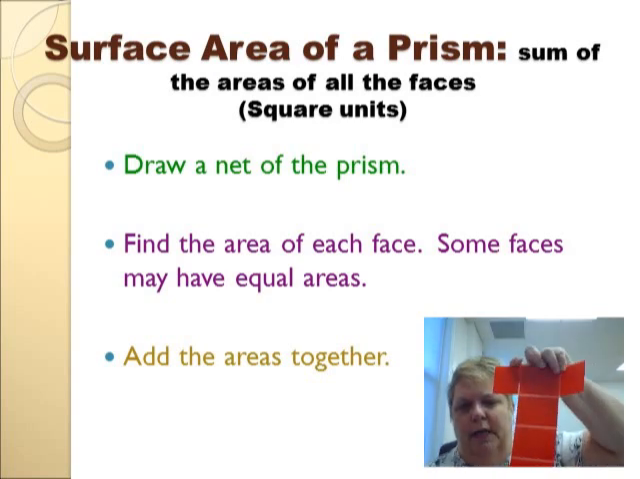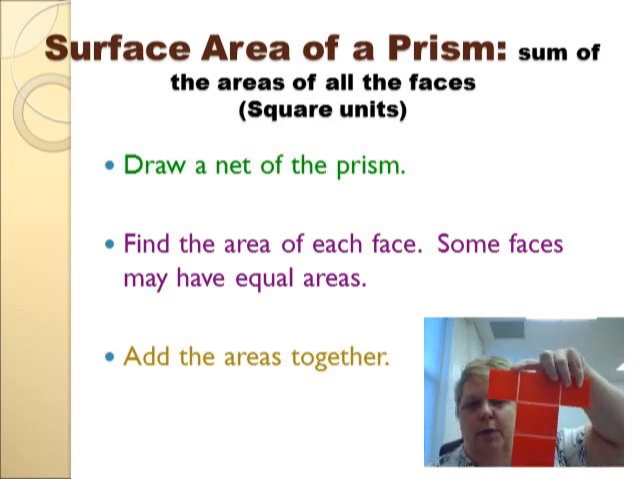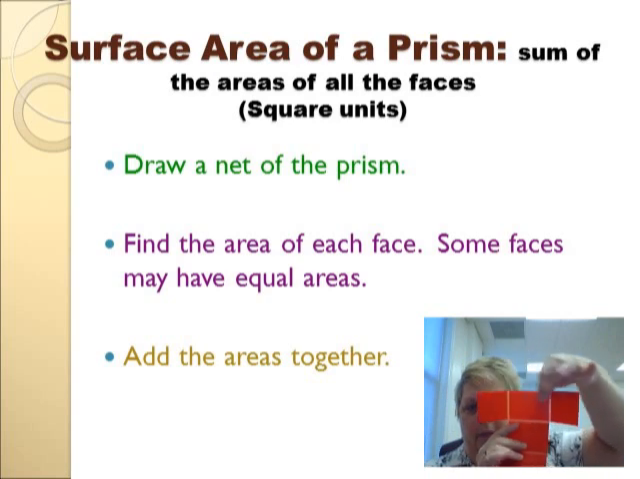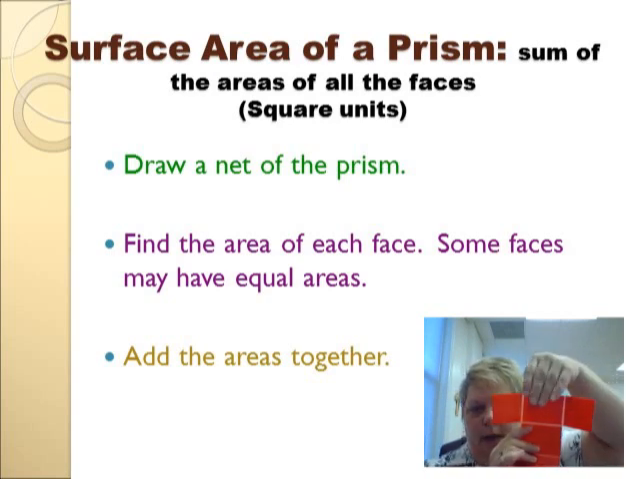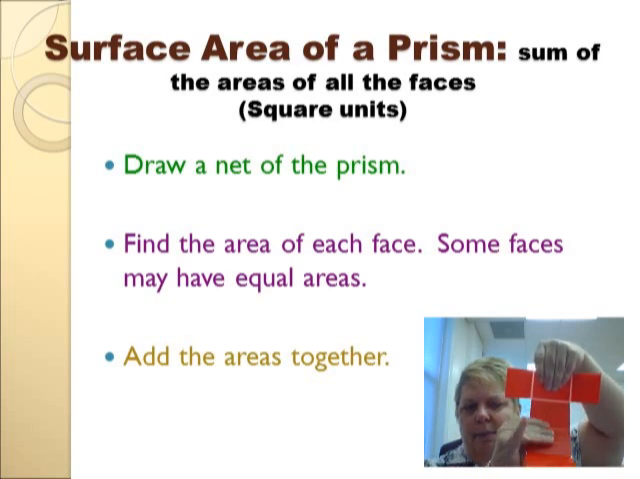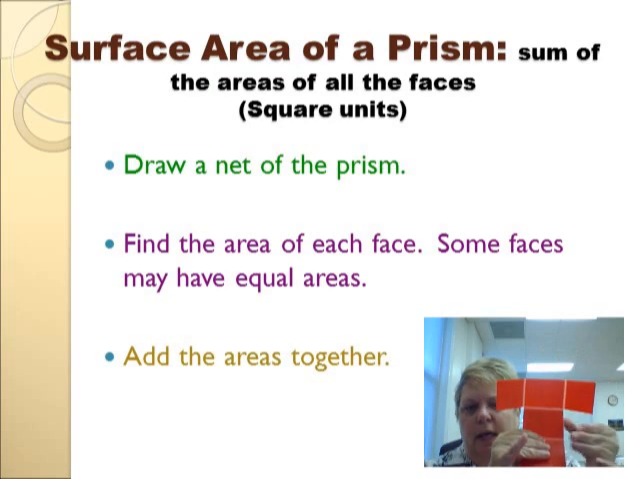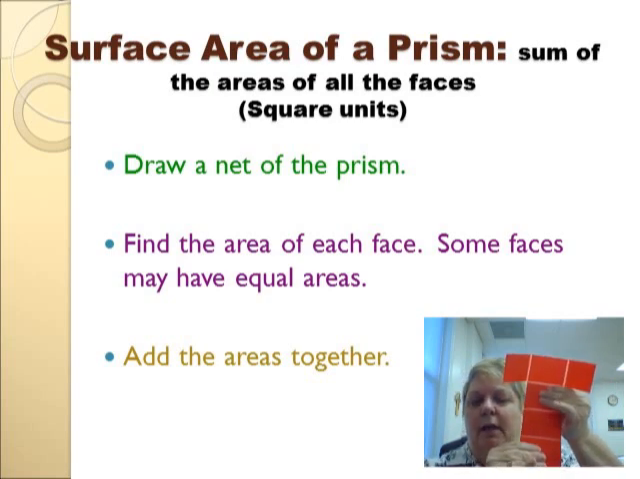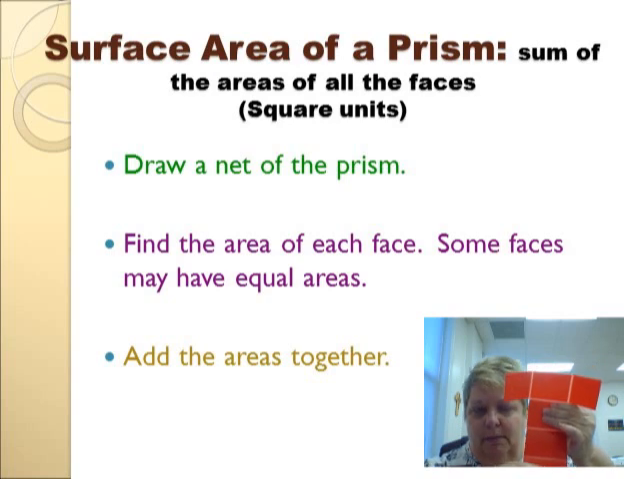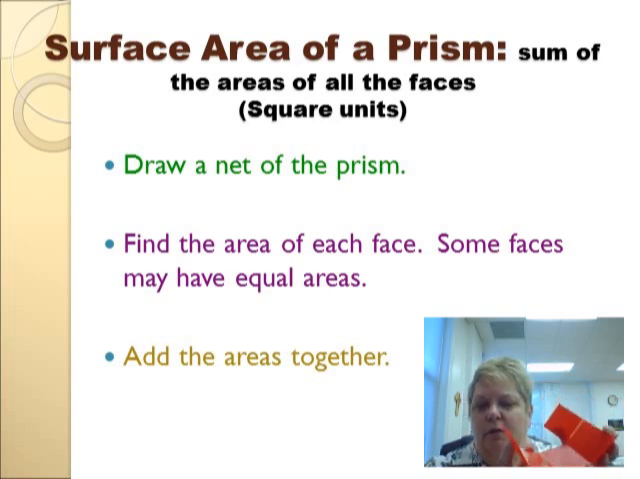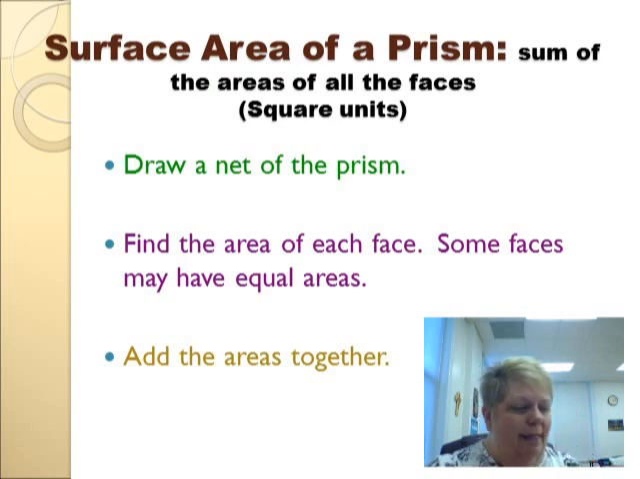So in our example here, we had our front and our back. They're basically the same size. We had our bottom and our top. Those two would be the same size. And then we would have the left and the right sides. They would be the same size. And once you find the area of each of the 6 of those faces, then you add them together.